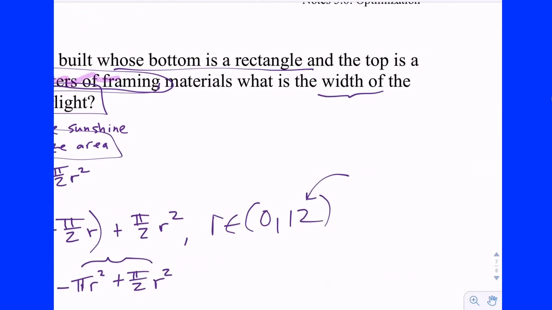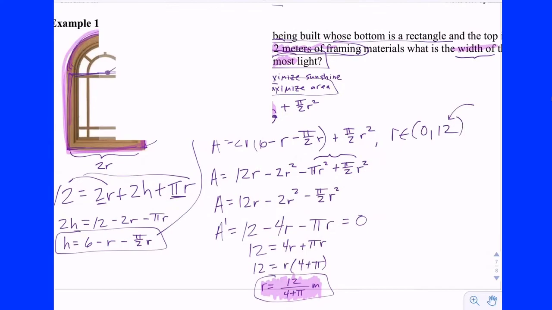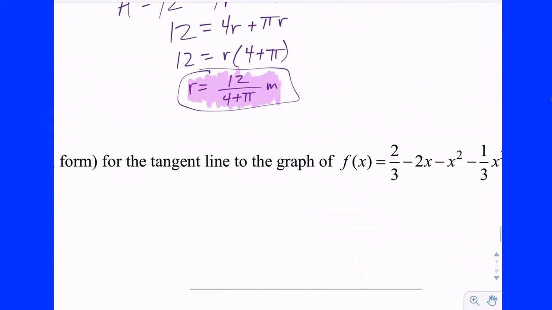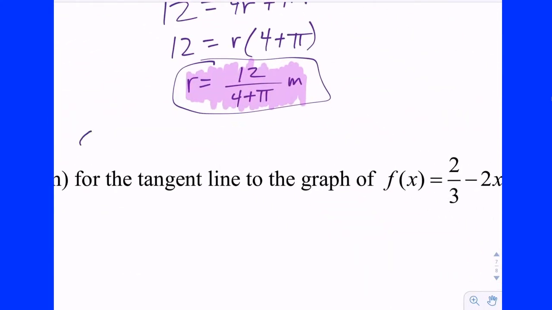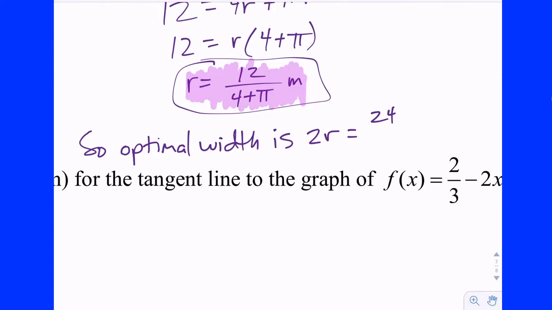What is the width? Okay, the width of the window. Now, we called the width 2r. So here we go. So we could throw this word in there. So the optimal width is, maybe the word is better here in the sentence. And then you could say 2r, kind of like we did in the quiz. 2r equals, and then just double the numerator, 24 over 4 plus pi meters. Something like that.